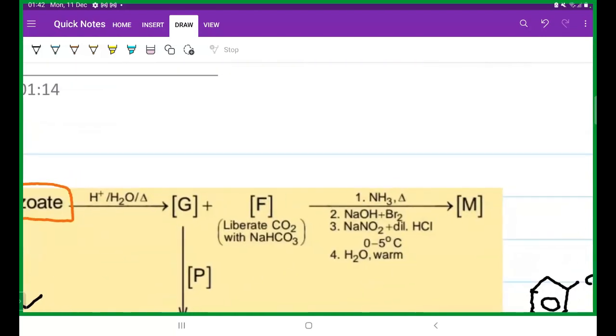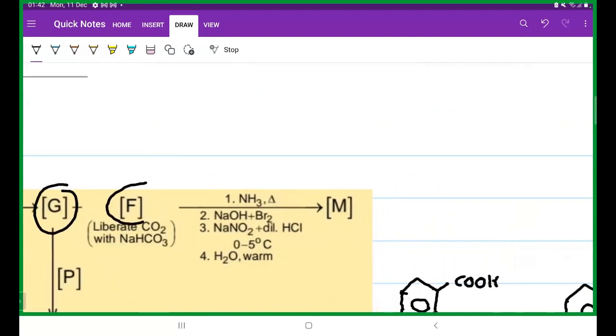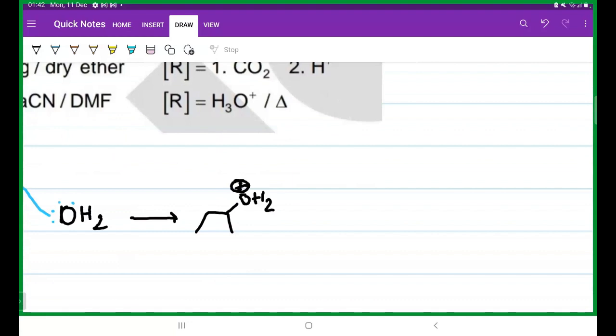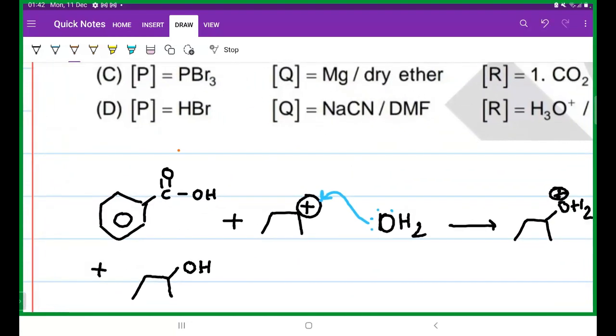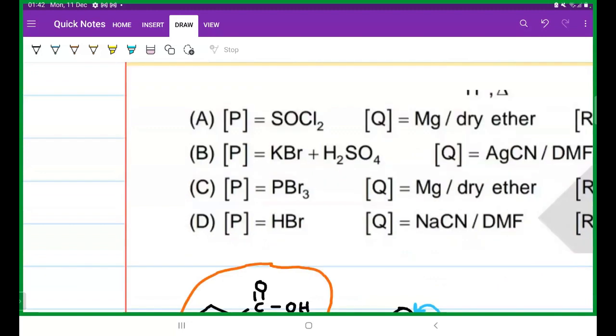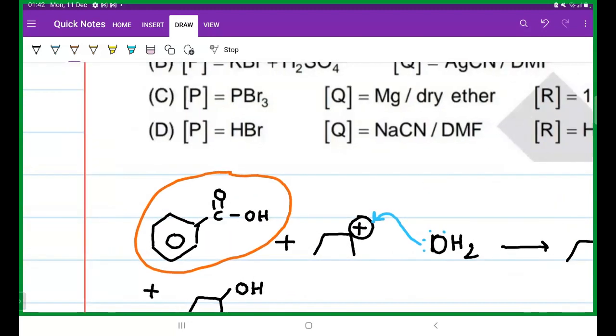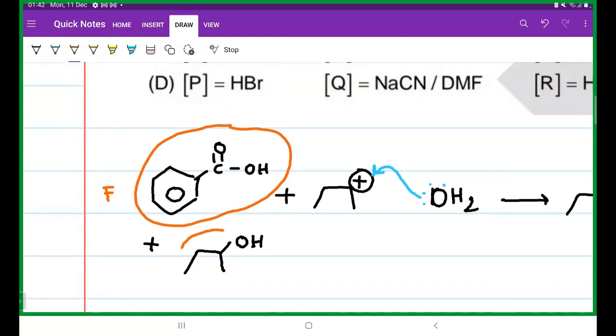So we have got two products here, F and G. Now it says F liberates carbon dioxide with sodium bicarbonate, right? Yeah, it's very obvious. This is F, because this will release carbon dioxide when sodium bicarbonate reacts with it. And therefore, this is G.